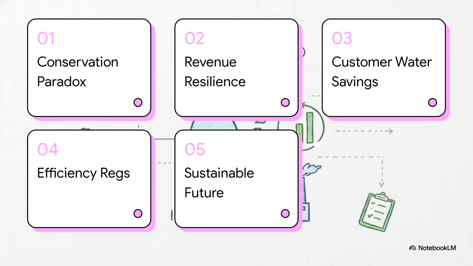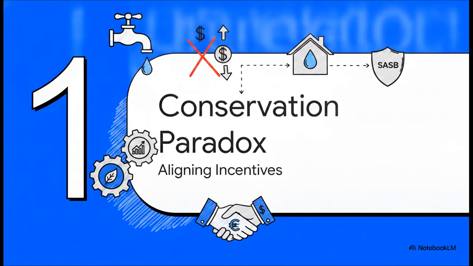Okay, here's our roadmap for solving that exact paradox today. We'll hit the conservation paradox, look at revenue resilience, check out customer water savings, navigate through efficiency regulations, and finally, talk about securing a sustainable future. So, starting off with Section 1, the conservation paradox.